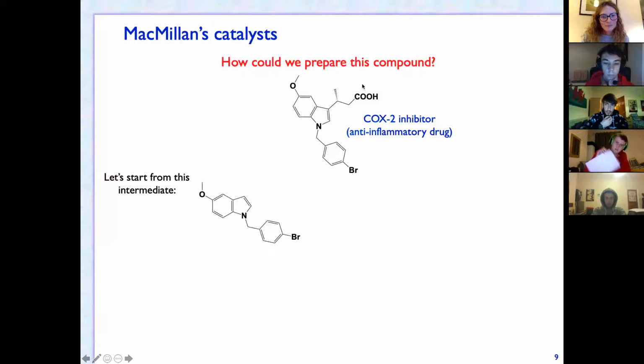So you just want a conjugate addition? Conjugate addition. Great. Great, Jack. So what do we need for the conjugate addition, which must be asymmetric, as we want to prepare the compound as a single enantiomer? So what can we use? So you said an aldehyde, I agree. What's the structure of this aldehyde?